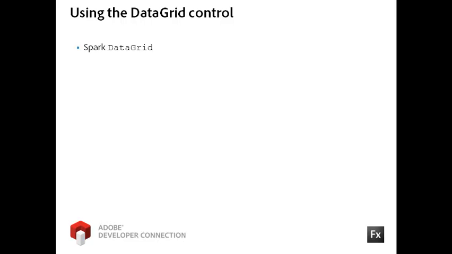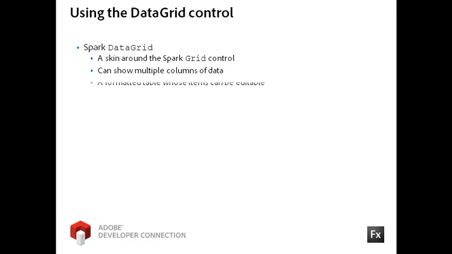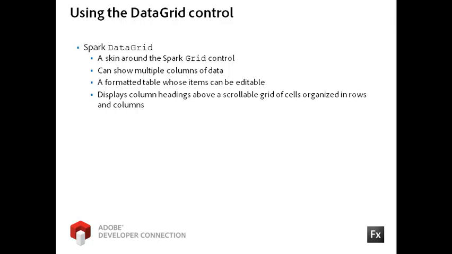The Spark DataGrid component is a skin around the Spark grid control. It can show multiple columns of data and can include columns that are editable. It displays column headings above a scrollable grid of cells organized in rows and columns.